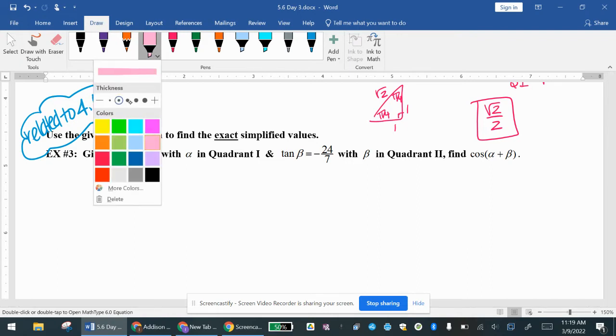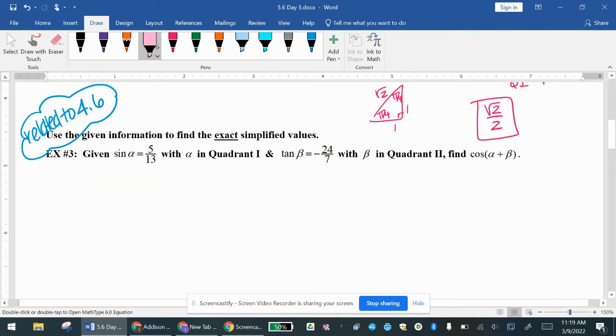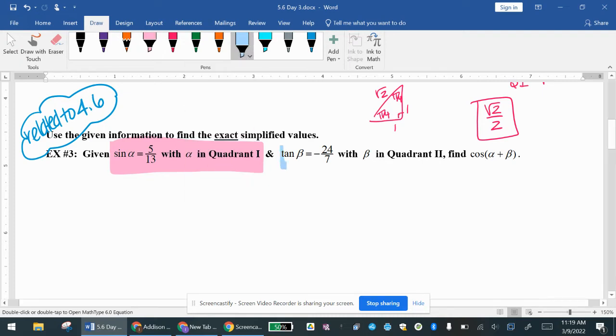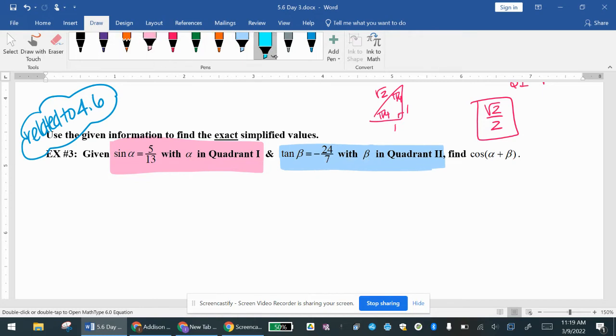Okay, so as I look at this problem, we've been given 2 important pieces of information. We've been given information about angle A, and we've been given information about angle B. We call them alpha and beta. Now that's just given information. Notice that what they want us to find is cosine of alpha plus beta. So this is the actual question. This is what we need to find.